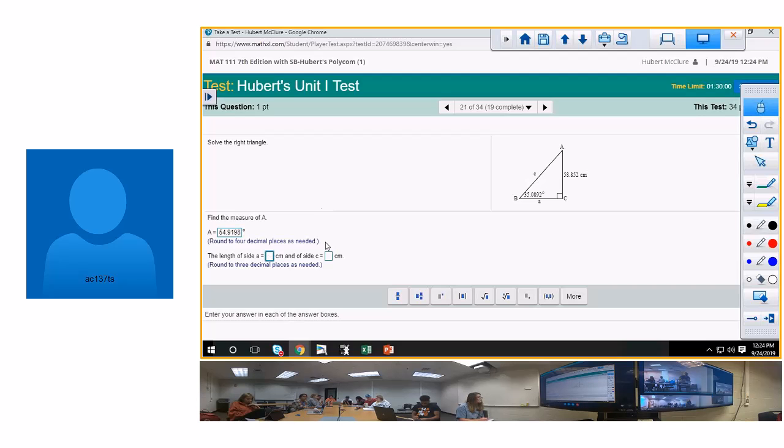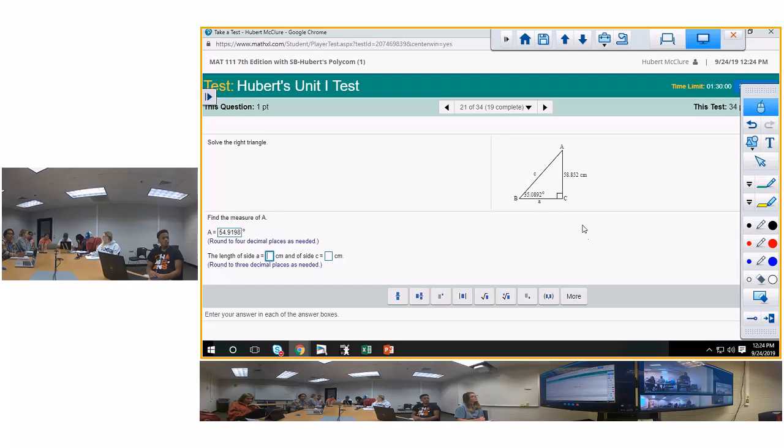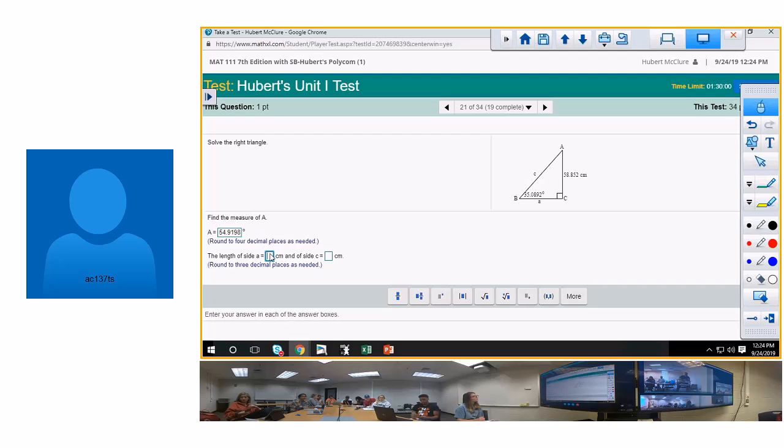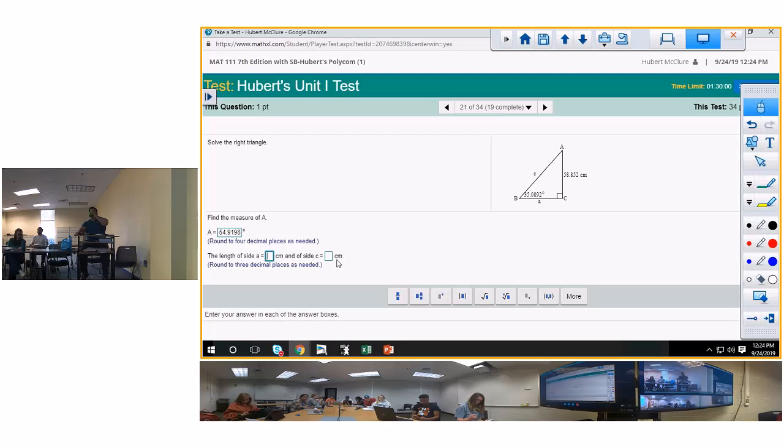And go ahead and find the lengths of side A and side C. So go ahead and do that, and I'm just going to round to 3 decimal places. I'm going to let y'all calculate that one. I'm not going to put that on a calculator. It'll take me forever with the mouse.